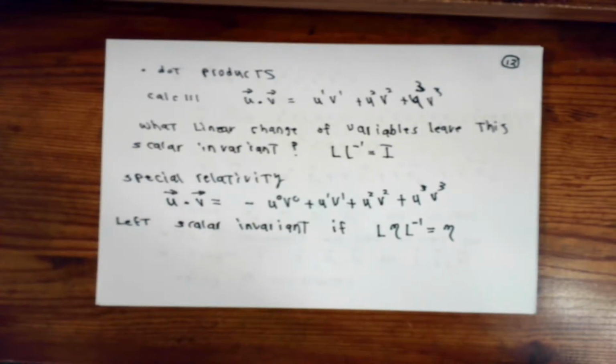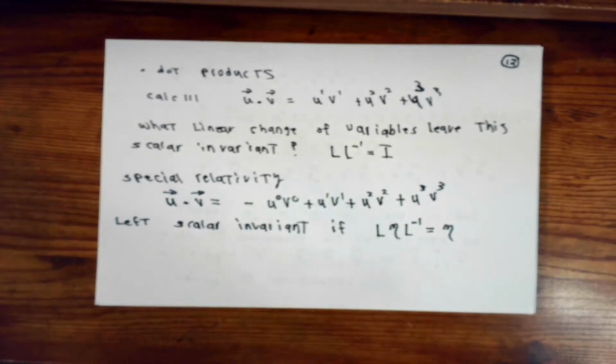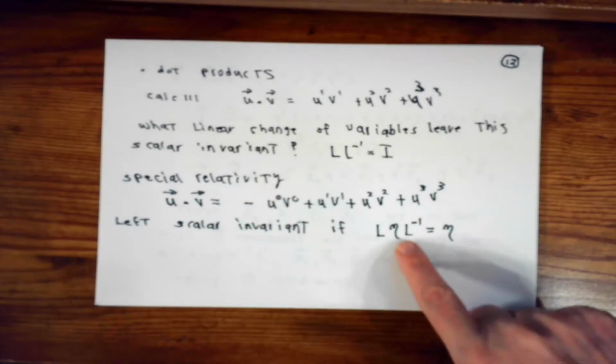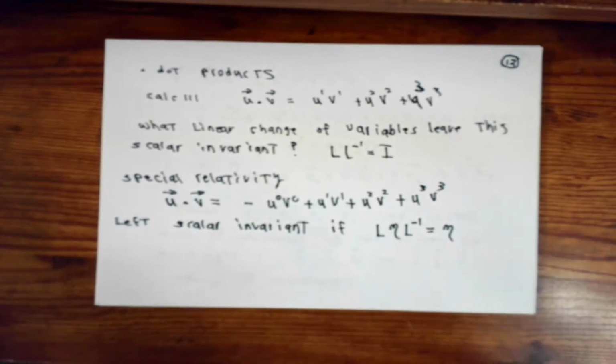In ordinary calculus, either in 2 or 3 dimensions, u dot v is the sum of the product of corresponding components. A reasonable question for someone to ask is, what kind of linear change of variables leaves this invariant? After doing much work, it turned out that L times L inverse equals the identity does it, if you're talking about ordinary geometry, or L times eta times L inverse equals eta if you're doing special relativity.